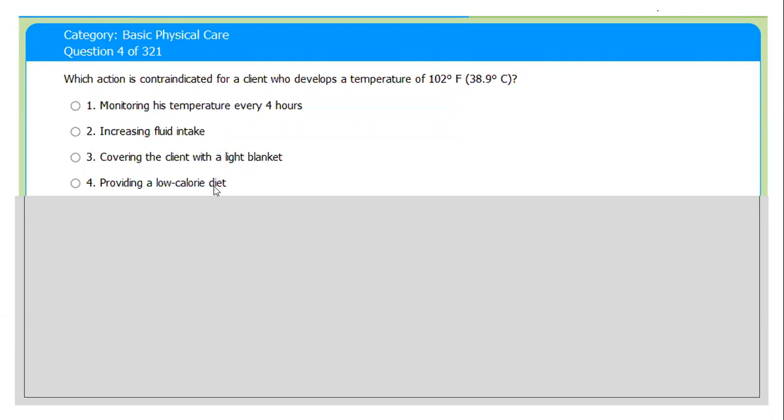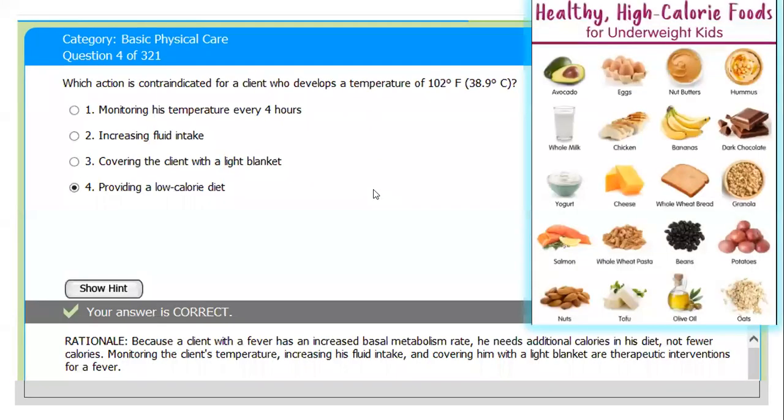Another way, let me explain. When body temperature goes up, or fever, our metabolism rate goes up. When metabolism goes up, we need high calorie food, but they said provide low calorie food. So it is not a good choice if body temperature goes up. So what is the correct answer? They said the contraindication is providing low calorie.